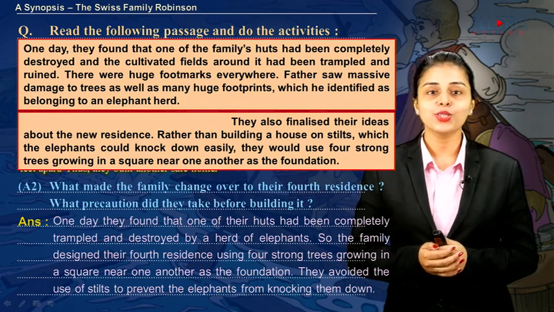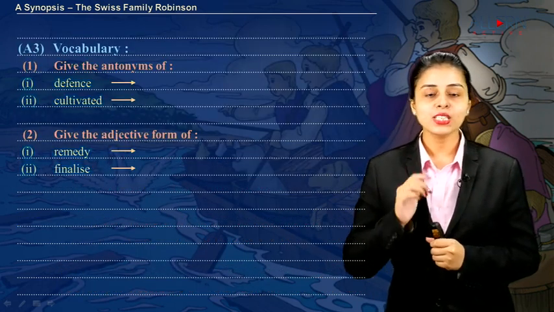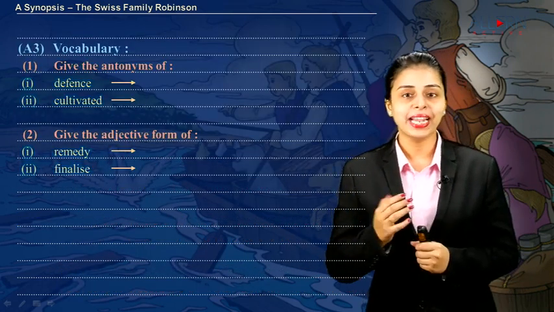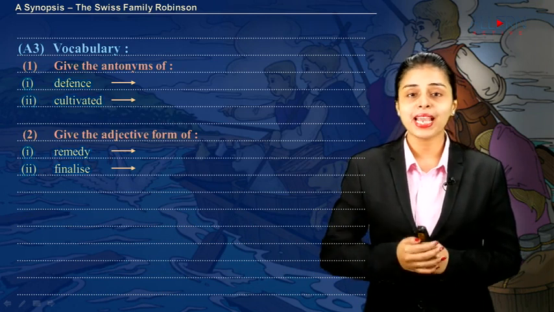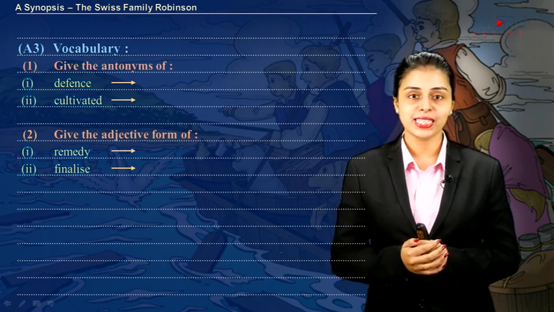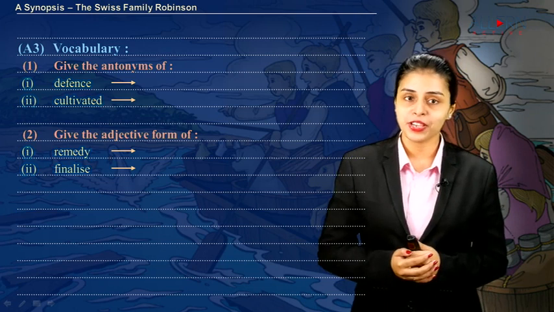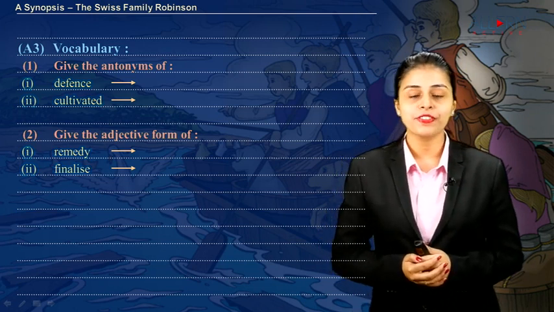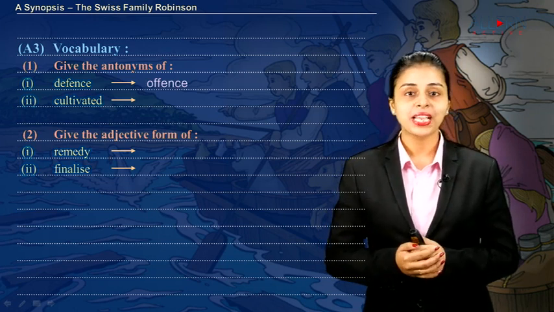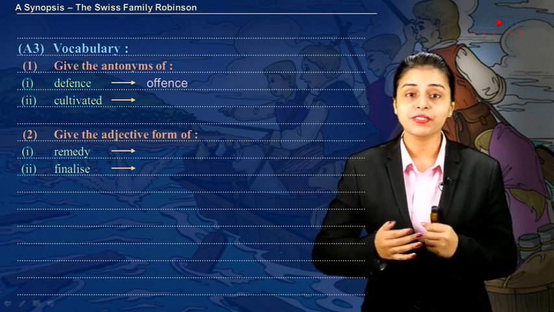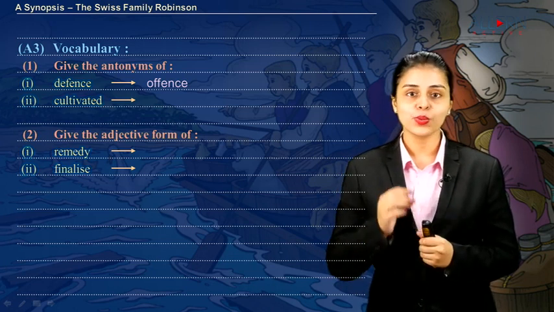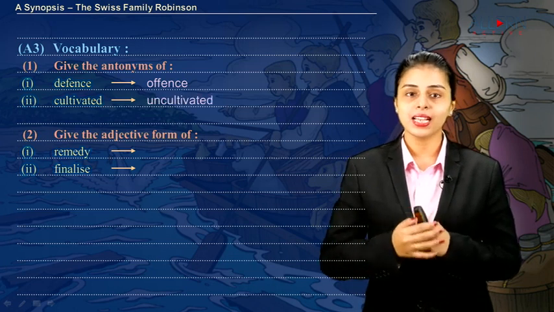Now moving ahead to the next one. In this vocabulary question, we have to give the antonyms. Now what do you mean by antonyms? Antonyms are simply opposites. So the first one over here is defense, and the opposite to the word defense is offense. The next one is cultivated, and the opposite to the word cultivated is uncultivated.